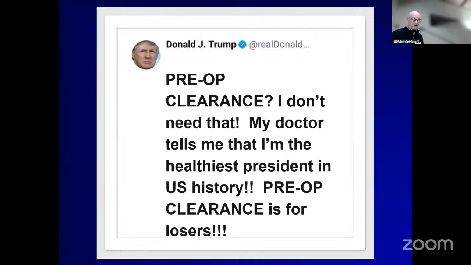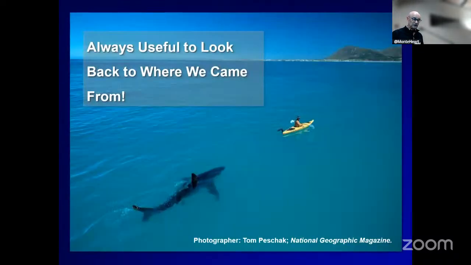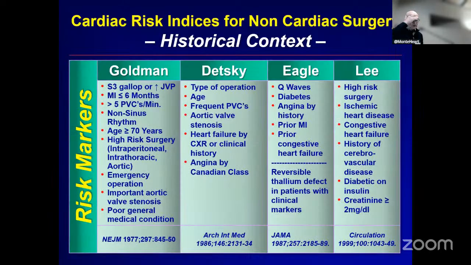I don't know who should be preoperatively screened, actually, but we'll talk about how we do that in a cost-effective way. So I want to look back, and if you were in this kayak, you definitely would want to be looking back about what was in your past. So this is the history of modern preoperative assessment.